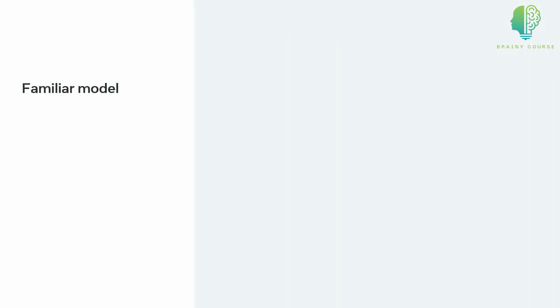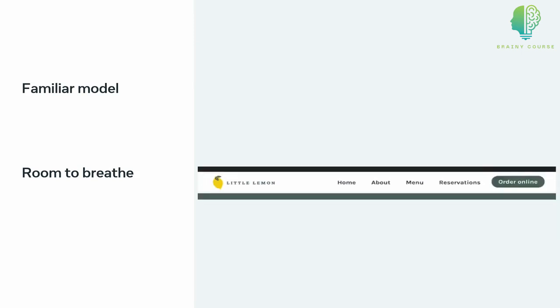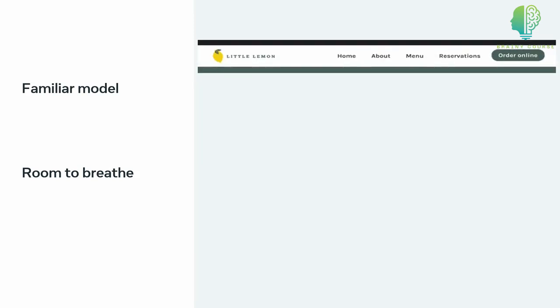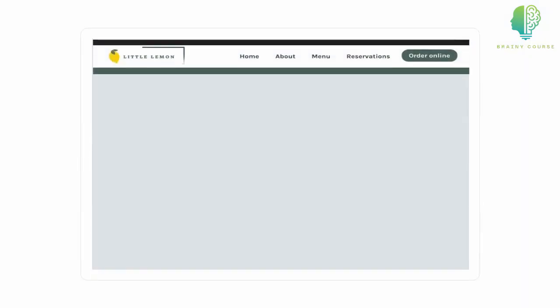Your navigation is at the top of the Little Lemon website page, which is a familiar model. The navigation has room to breathe, and it isn't clouded with other information or graphics. The colors should be contrasting so that the links stand out. Your page's navigation now looks like it can be used to navigate to other pages on the website, and the links are not hidden. They look like links.